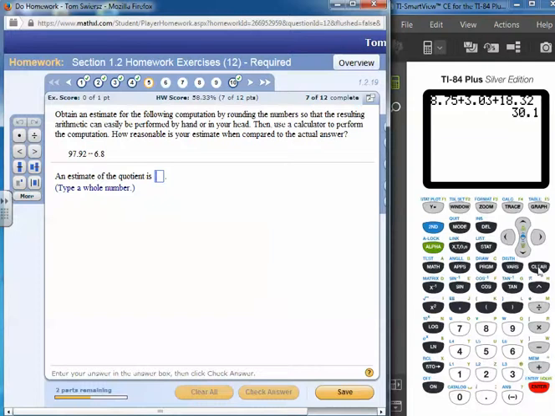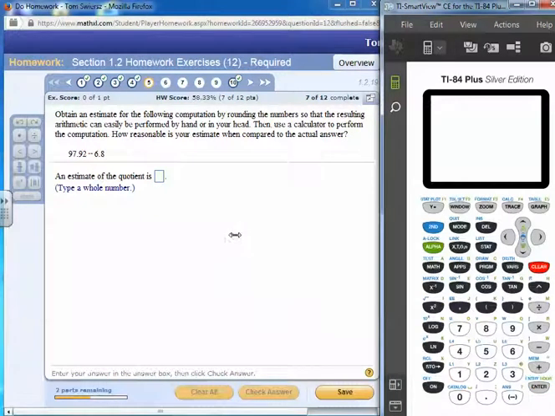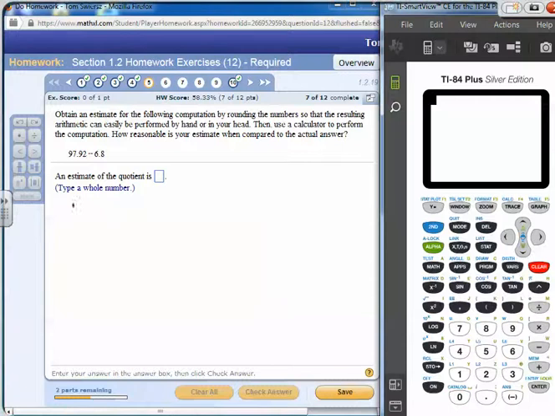Let's look at homework exercise number 5. Obtain an estimate for the following computation by rounding the numbers so that the resulting arithmetic can be performed by hand or in your head, then use a calculator to perform the computation. How reasonable is your estimate? Okay, so 97.92, I'm going to go ahead and round to 100 to make it easy. 6.8, I'm just going to round up to the nearest 10, which is 10. So 100 divided by 10 is 10. So we'll say an estimate of the quotient is 10.